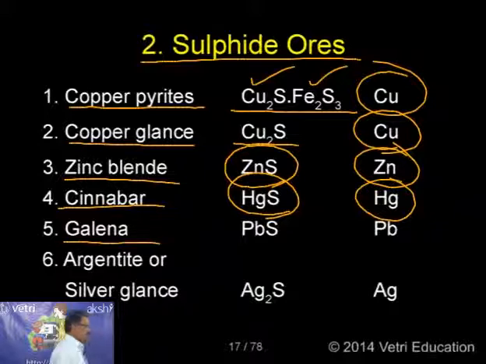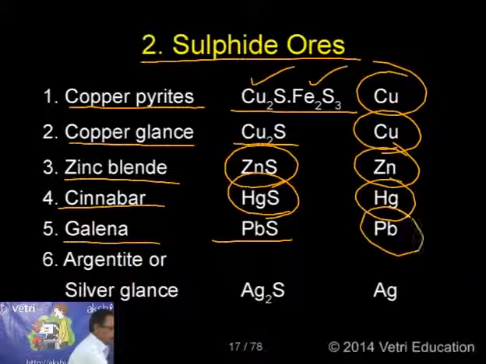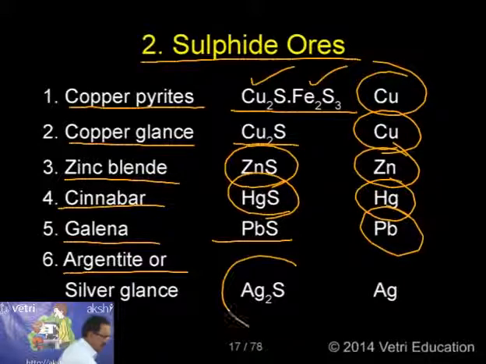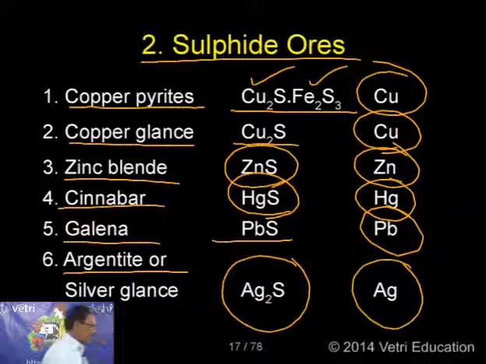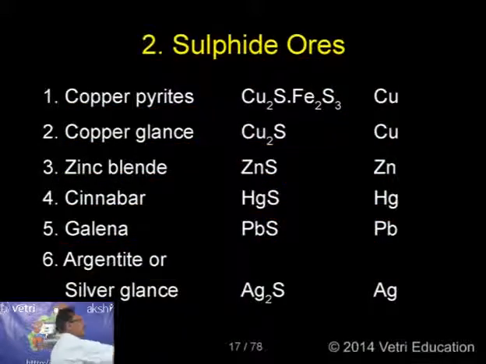And galena, another most important sulfide ore, molecular formula PbS, lead sulfide, and we are getting lead profitably from this particular sulfide ore. And argentite, or another name silver glance, molecular formula Ag2S, silver sulfide, and we are getting silver from this particular sulfide ore. This is the most important information regarding the sulfide ores. Now, let me go for the next one.